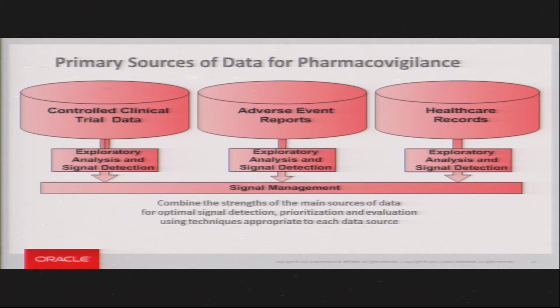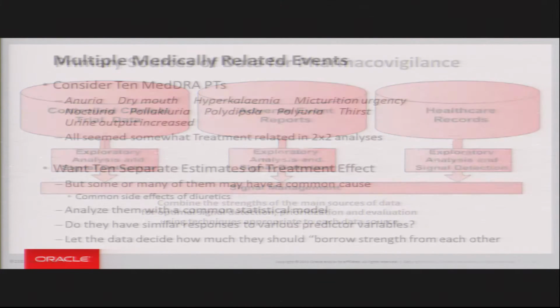Besides these adverse event reports, there are things like controlled clinical trials, healthcare records, and plenty of other types of data which will have different kinds of models, but these Bayesian shrinkage models are useful there too.